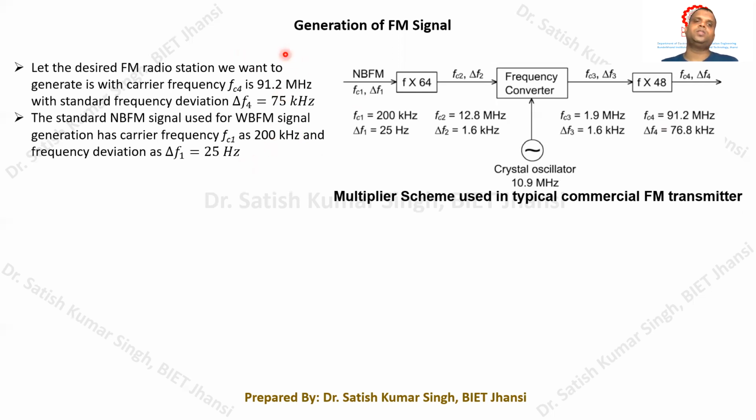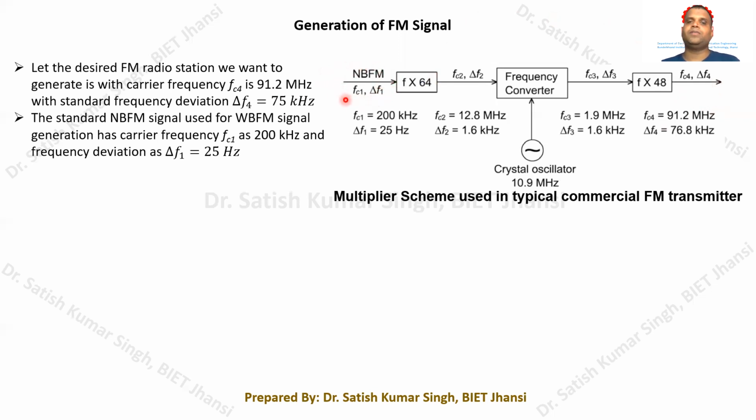Okay, and then based on these parameters, we need to calculate what the frequency multiplication factor should be, and whether we need a frequency converter or not, which we also have to decide. So for example, how to proceed in this problem? Suppose we want to generate a FM radio station at 91.2 megahertz with a typical frequency deviation of 75 kilohertz.